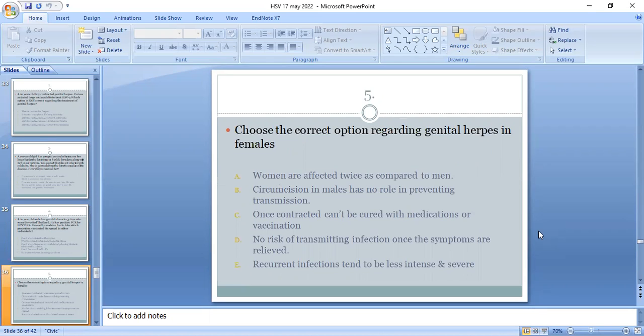First option is women are affected twice as compared to men. Circumcision in males has no role in preventing transmission. Once contracted, cannot be cured with medications or vaccination. No risk of transmitting infection once the symptoms are relieved. Recurrent infections tend to be less intense and severe. Alpha. Yes, alpha is the correct option.